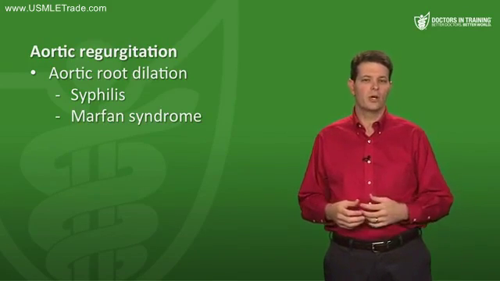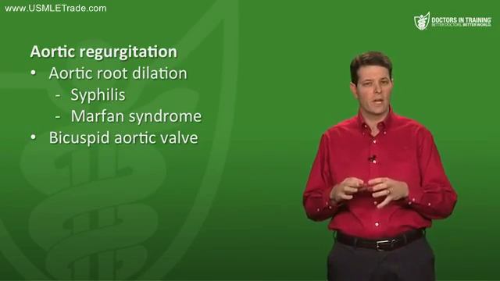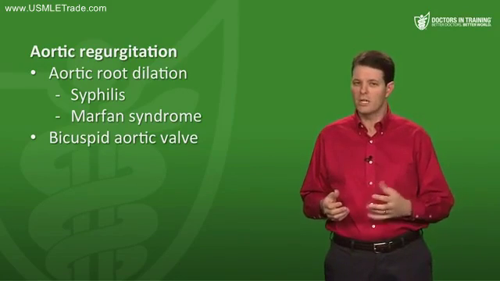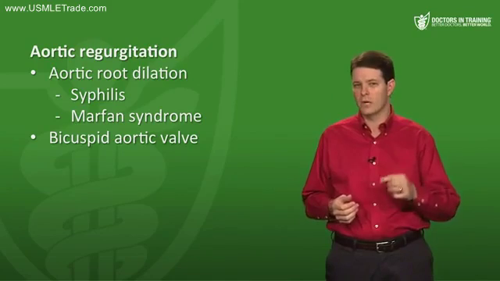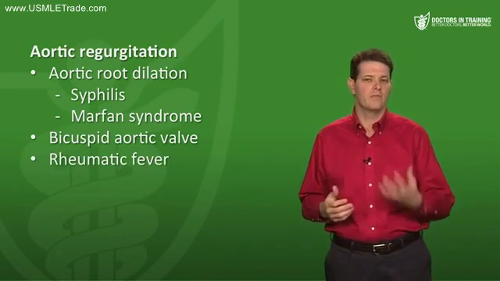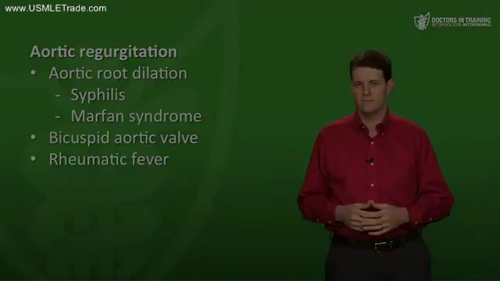Another cause of aortic regurg is a bicuspid aortic valve. So instead of having a normal 3-leaflet aortic valve, the patient just has a 2-leaflet valve. That most commonly causes aortic stenosis, as we're going to see later, but it can also cause aortic regurgitation. And the final cause of aortic regurg would be rheumatic fever. Rheumatic fever can cause all sorts of valve lesions.